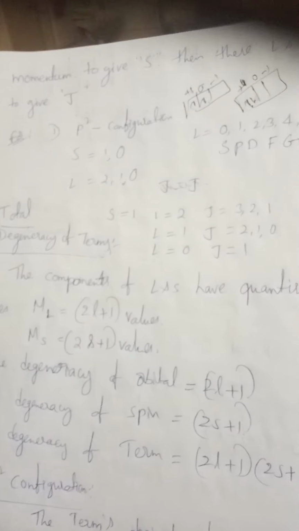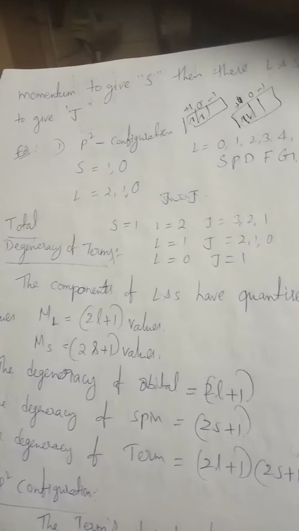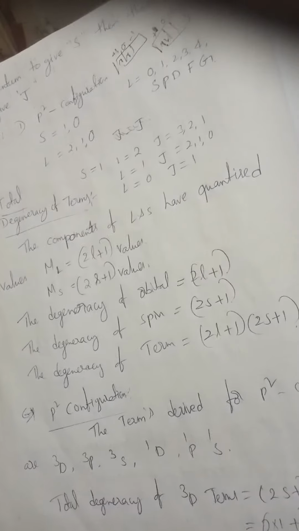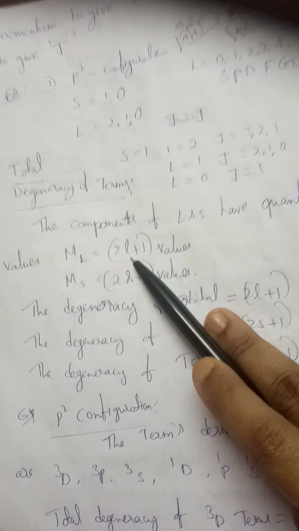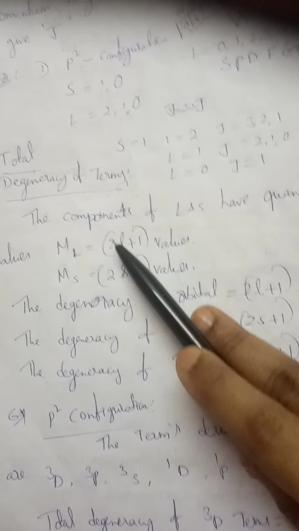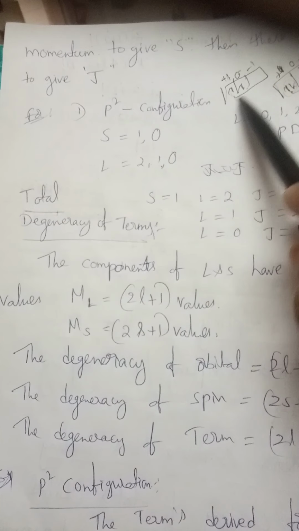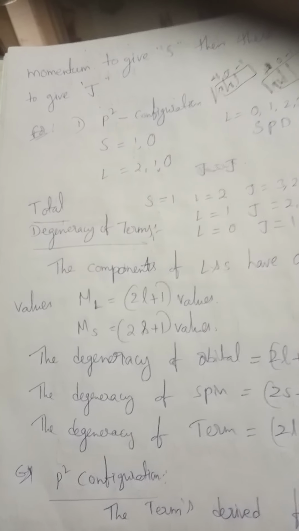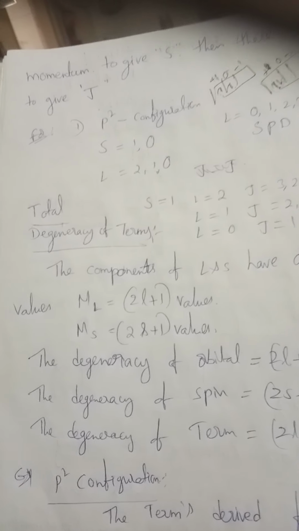What is the total degeneracy of the particular term? Here the composite L and S values are quantized. How are they quantized? For the L value equal to 1, we can write 2 into 1 plus 1, so we get 3 values. So here we get 3 values of ML. Again, what about MS? For the small s value, for example, you can write half into half, and again the 2 gets cancelled, 1 plus 1.